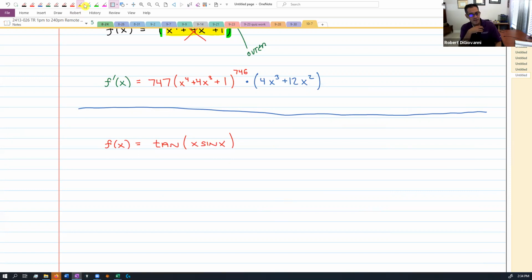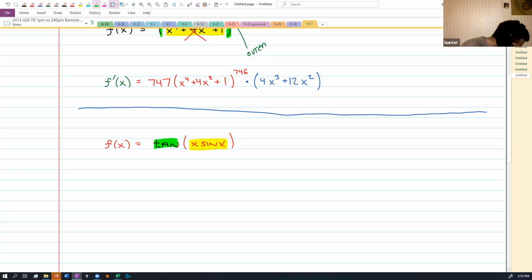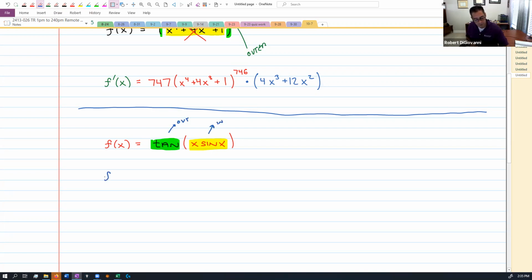Let's take a look at the inside layer. Do you see the inside layer here? That's inside the tangent. That's the inside. Here's the outside. So our outer is here. Our inner is here.